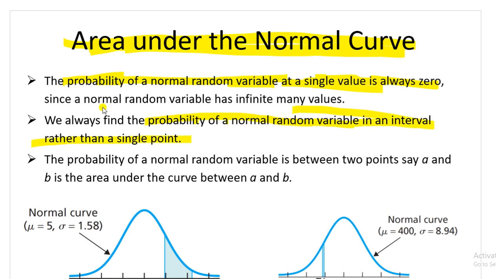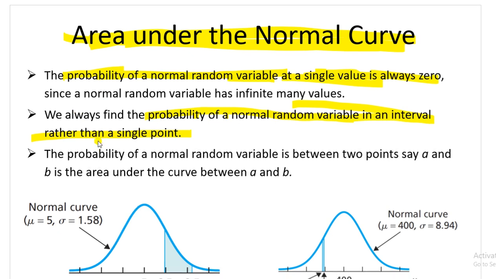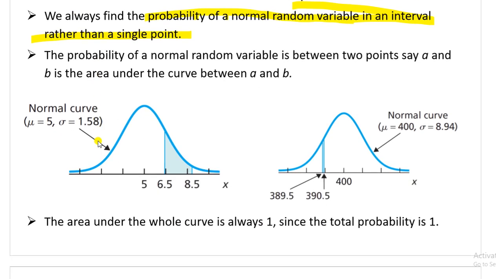Because again it's a continuous random variable, so we have to obtain it in an interval. And the probability of a normal random variable between any two points A and B is the area under the curve between A and B. If two points are given, for example, 6.5 and 8.6, and you want to find the probability between these two numbers, you have to calculate this shaded area. So this area is exactly the probability.